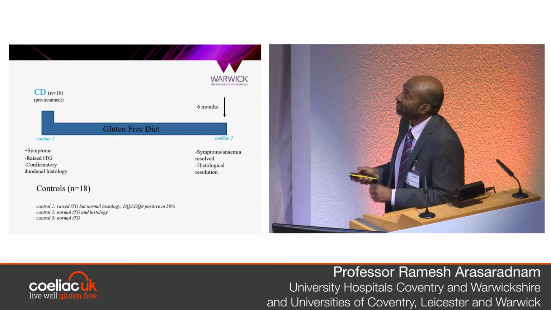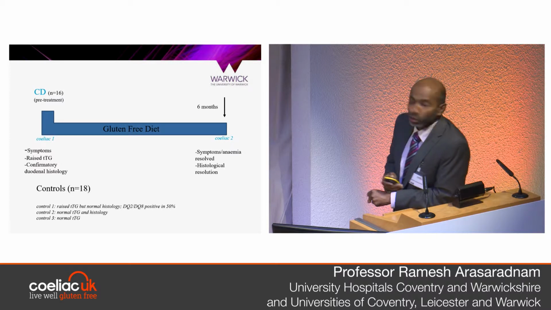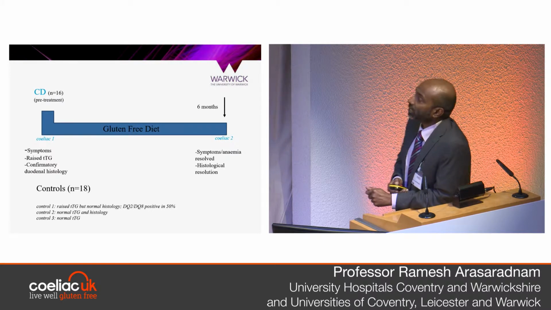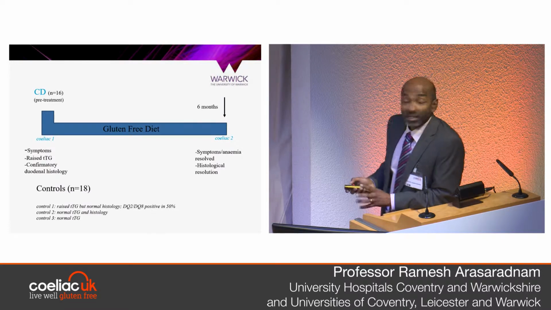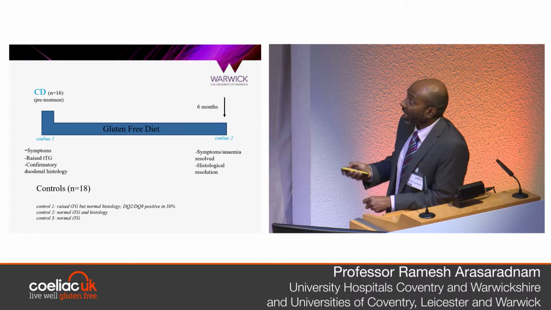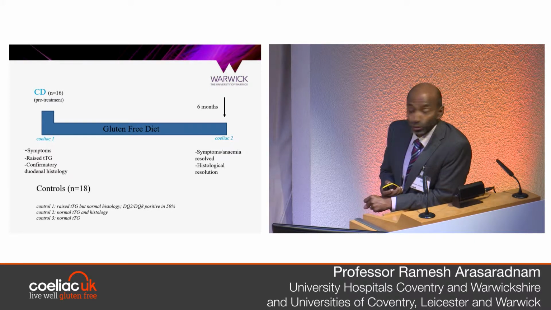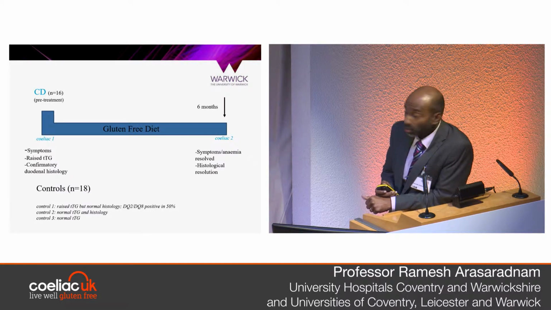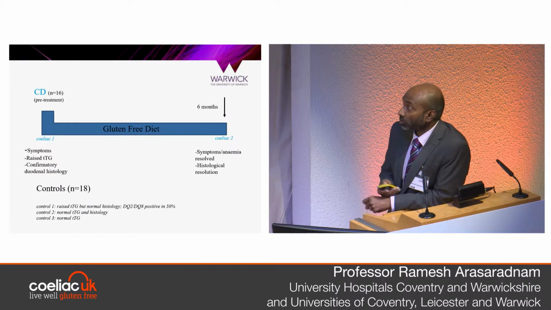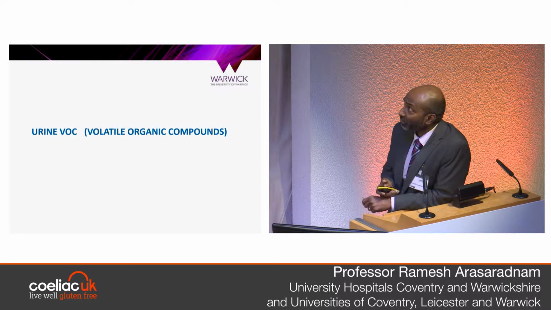In terms of controls, we had 3 different controls because this is what we found quite intriguing. The first control we had were those with a raised antibody level but normal histology. Half of them were positive for the DQ2 and DQ8 haplotype. The second control group had both normal antibodies and normal histology. And the third group just had normal antibodies. And this is the group that we followed.